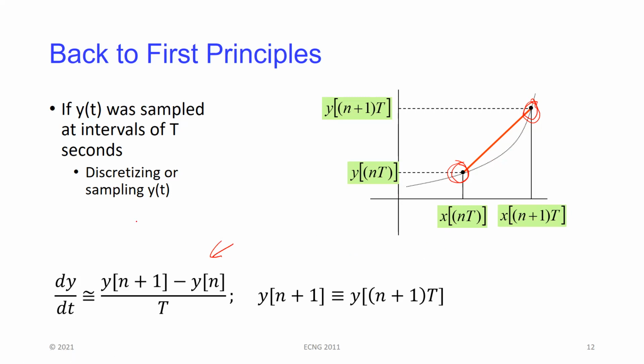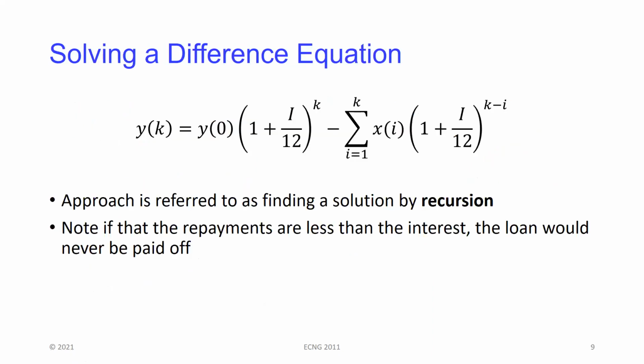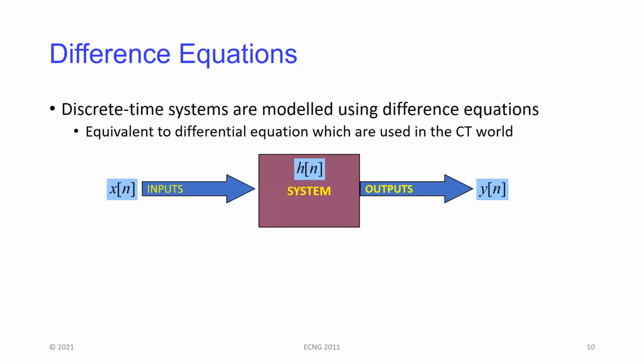And you get the equivalent here, which is the difference equation that is giving you an approximation of your dy/dt and so on. All right. So that was the one thing. And then in terms of the system behavior, discrete time systems are modeled using these difference equations, therefore.